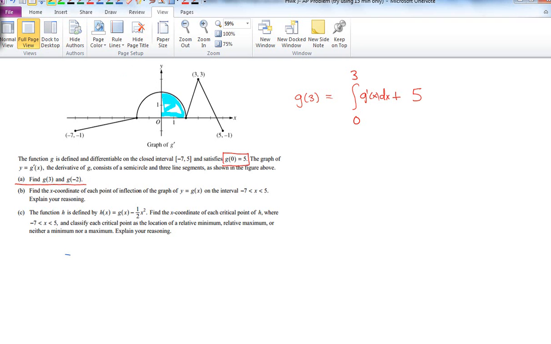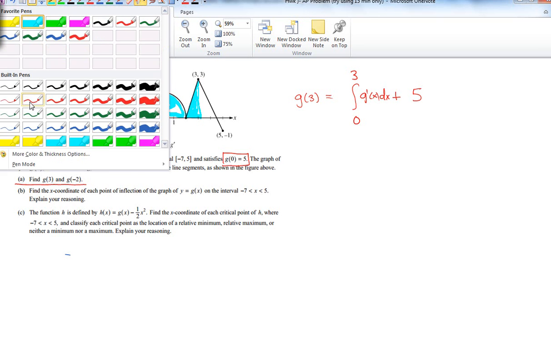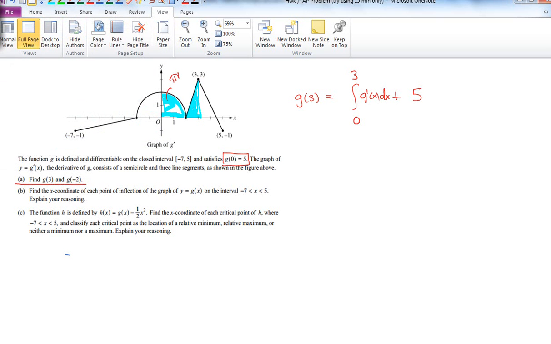So it is all of this positive area. This much is pi r squared over 4 because it's a quarter of a circle, and this is 1/2 a base of 1 and a height of 3. So this is 3/2. Our radius is 2, and 2 squared is 4. That 4 will cancel out, and this much will be just pi. And so g of 3 is then equal to our initial condition of 5 plus pi plus 3/2.